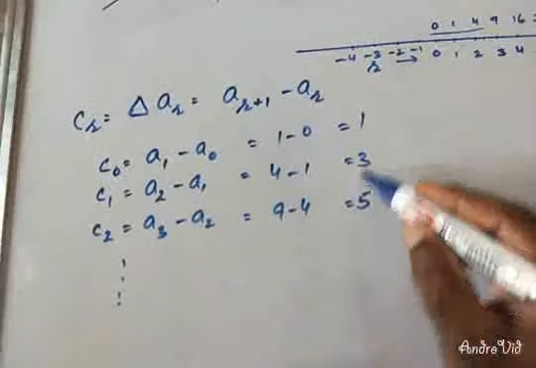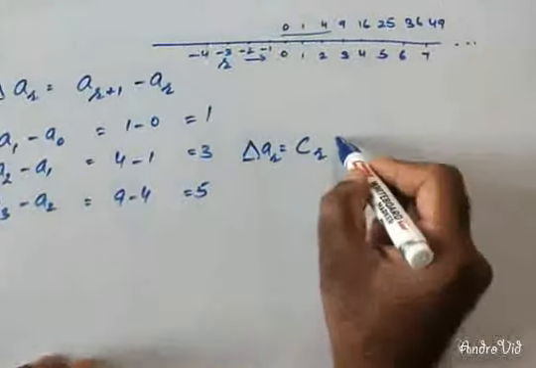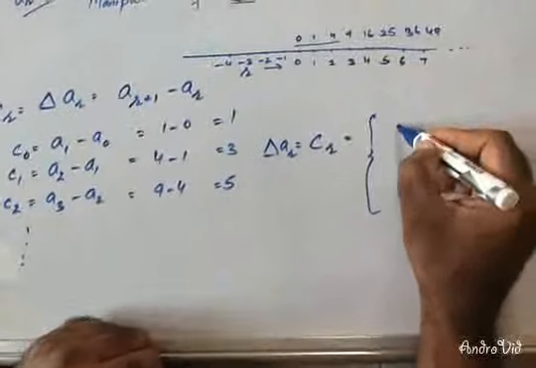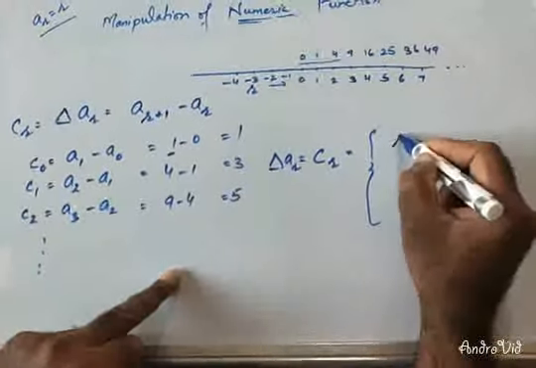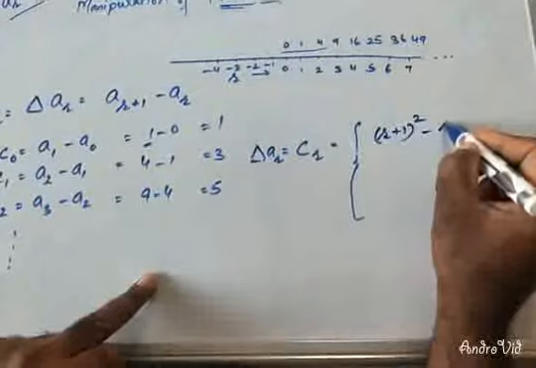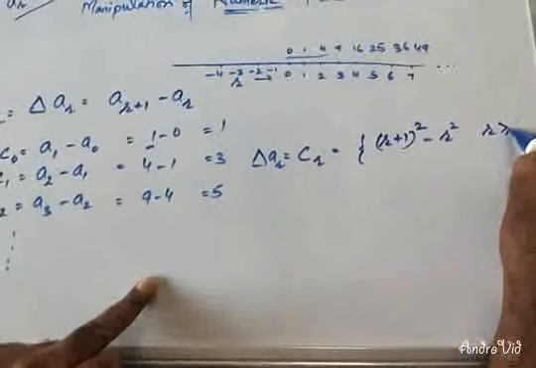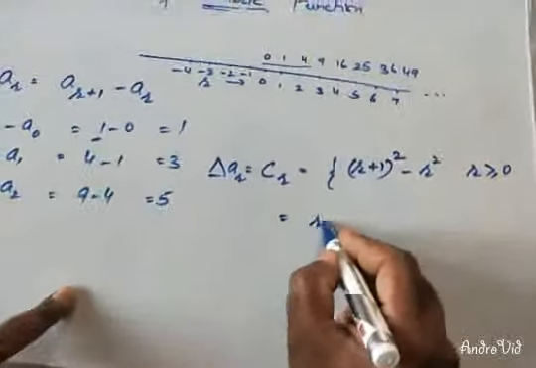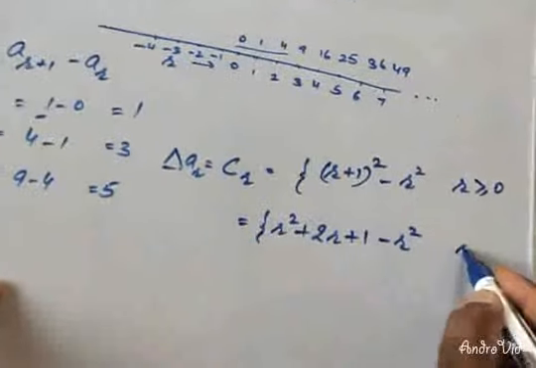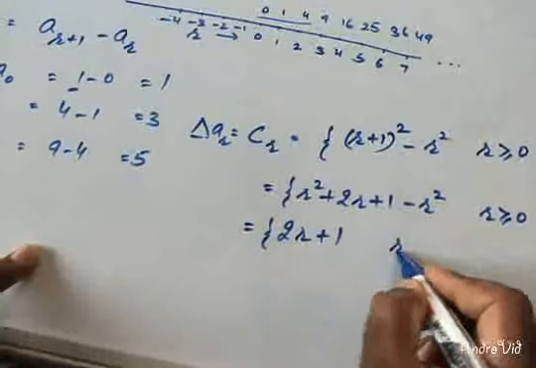So we can say that this particular value CR, which is basically the forward difference of AR, is nothing but square of R plus 1 minus square of R for all R greater than or equal to 0, which is R square plus 2R plus 1 minus R square, which is 2R plus 1 for R greater than or equal to 0.